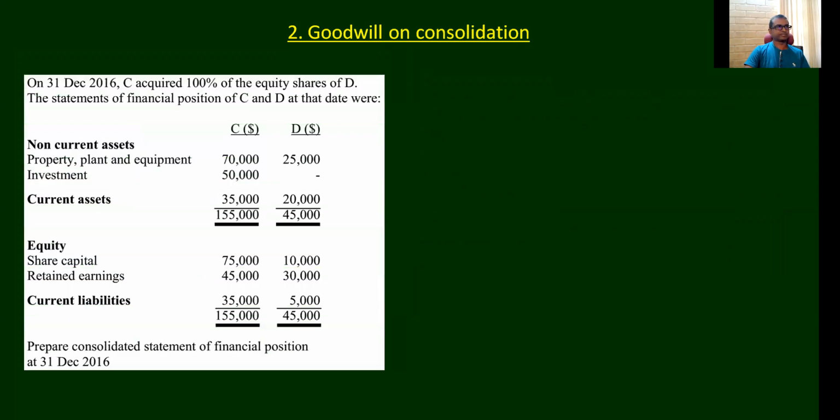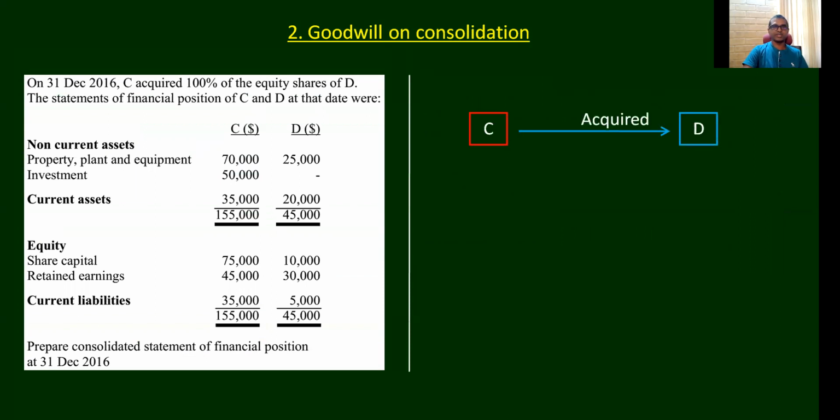Goodwill on consolidation, right? When it comes to goodwill on consolidation, we'll take an example again. Now company C acquires company D. Company C has acquired company D. And again, C acquired 100% of the equity shares of D. All the equity shares again, company C has acquired of D, right? So it is 100% acquisition again, and it gives controlling power. This is parent, this is subsidiary. Okay.